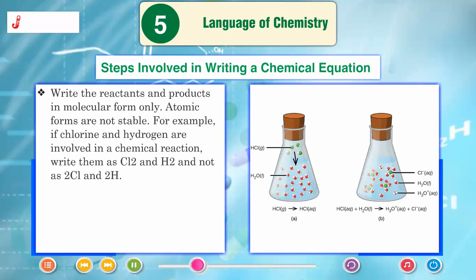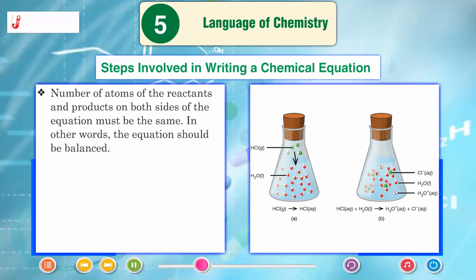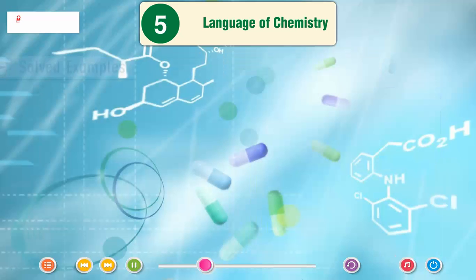For example, if chlorine and hydrogen are involved in a chemical reaction, write them as Cl2 and H2 and not as 2Cl and 2H. The number of atoms of the reactants and products on both sides of the equation must be the same. In other words, the equation should be balanced.